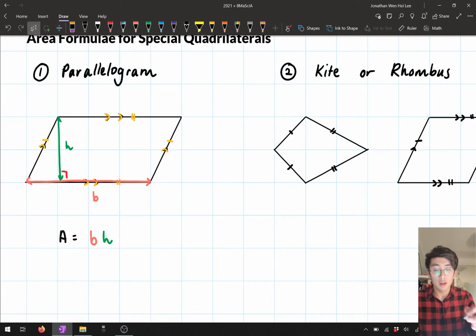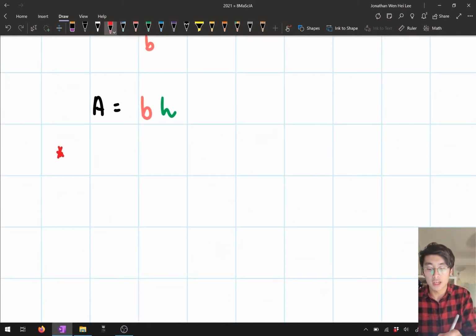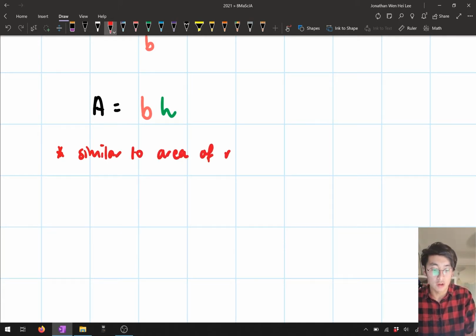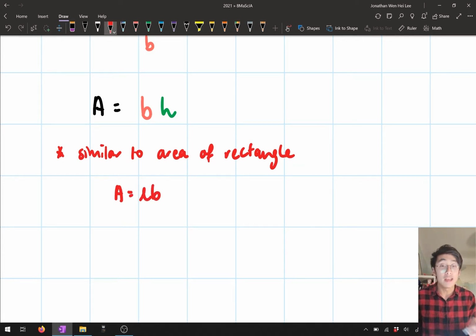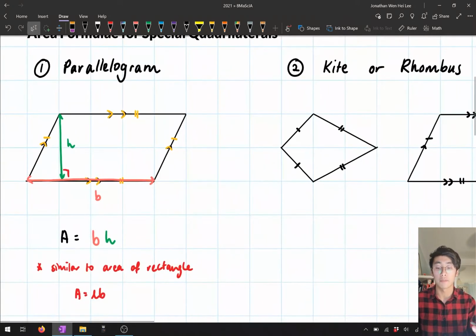Now this is very similar, I'm just going to make a note here. This is similar to the area of a rectangle. Like we looked at last lesson, the area of a rectangle was just L times B. Here it's pretty much the same thing, but we've got a few different letters involved, and just like we did with the rectangle, we just wanted the two perpendicular lengths. Okay, cool. So that's my first shape, the parallelogram. If I want to find the area of a parallelogram, I'm going to need to use this formula here, A is equal to BH.